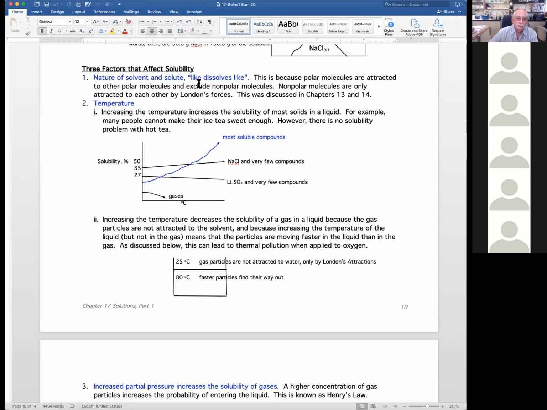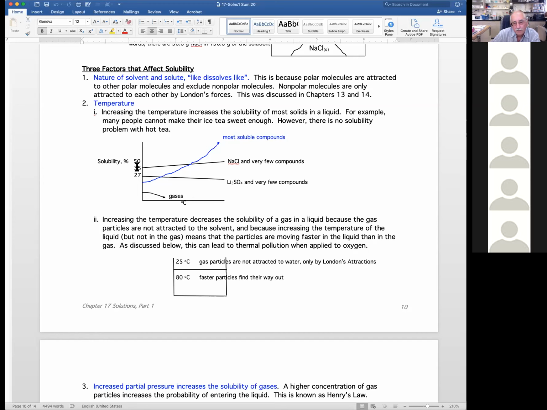And then temperature is important. Here's what most soluble compounds do in water. If you increase the temperature, you increase the solubility. For example, table sugar. Think about trying to make hot tea sweet versus iced tea. It's hard in iced tea to get enough to dissolve. So most substances are like that.